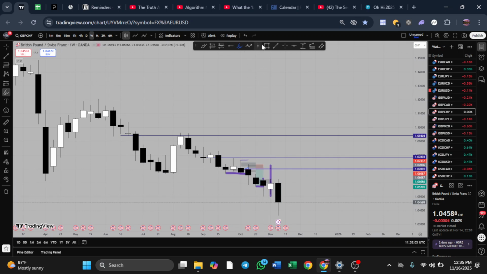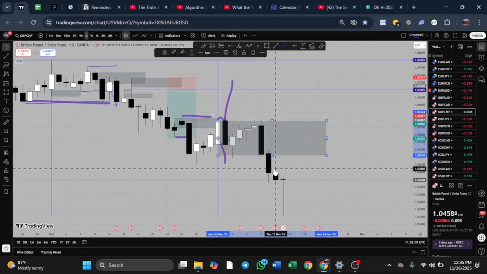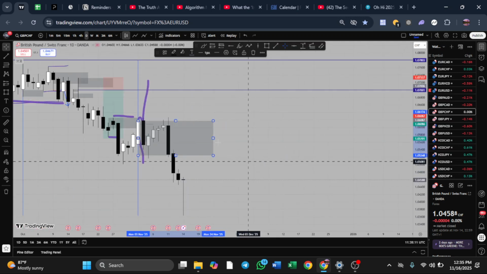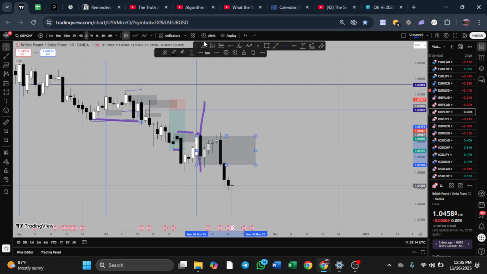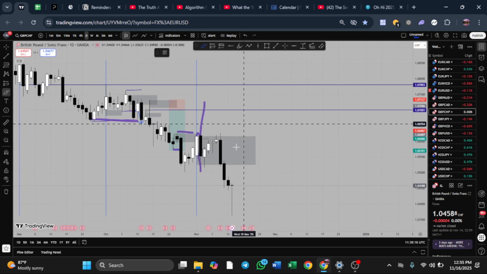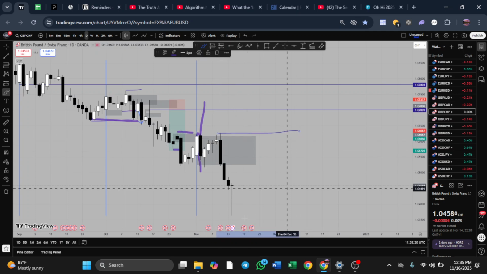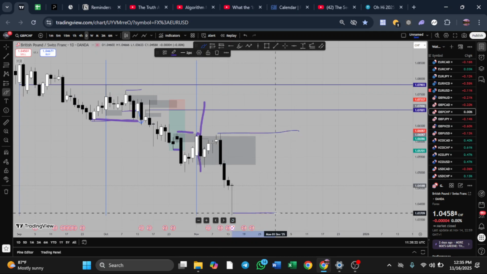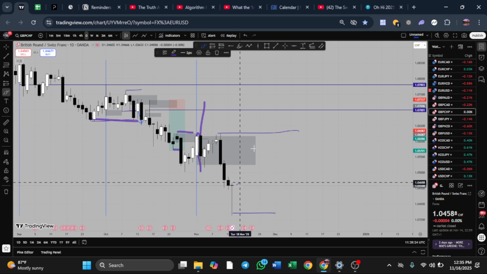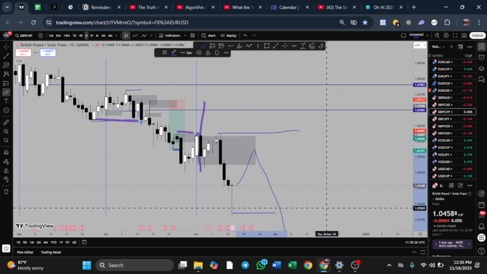There is an imbalance here. So it has to come back to the low of this before I can look for short. And this is the area. So if you can see this, this is a low, that's a high, this is a low. So this is the range. I'll look to short from there.